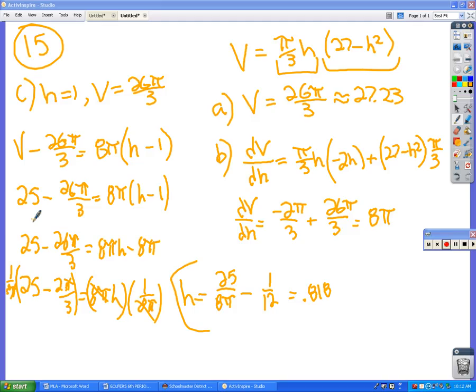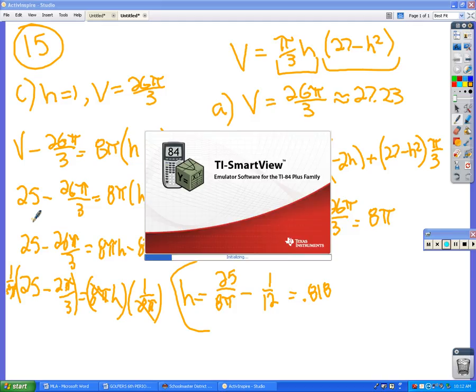Right, and the reason for that is because when you go 25 divided by 8 pi, the 8 and the pi have to be in parentheses, because you want to divide by both the 8 and the pi. If you go 25 divided by 8 pi, then it goes 25 divided by 8 times pi.